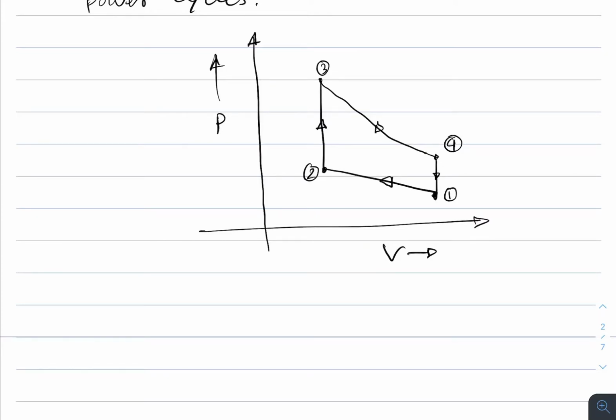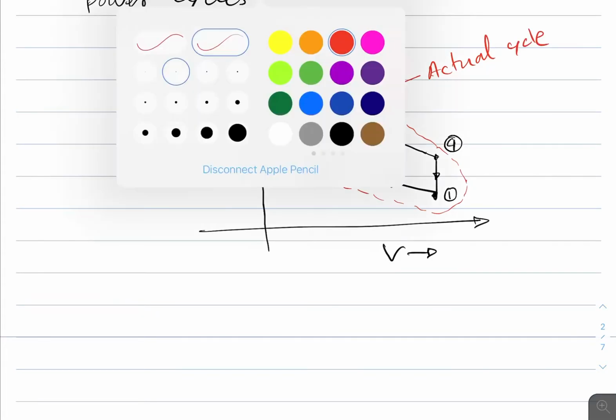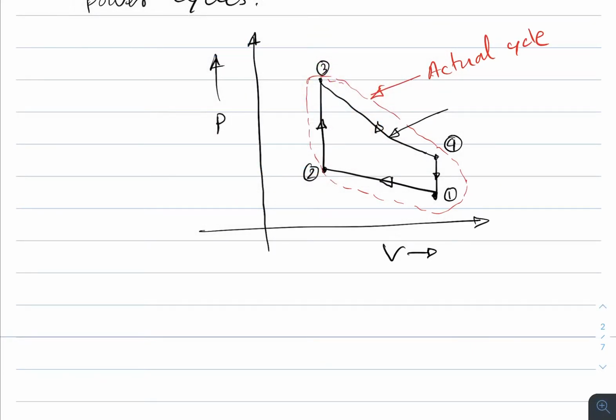However, in actual cases, we saw a lot of losses or irreversibilities. So in that case, they don't really follow this straight path. They follow some sort of deviated path, right? If I draw a deviated path, rather than a straight line, it will be like this. So this is a deviated path. This is the actual, real cycle, and this one is the ideal cycle.